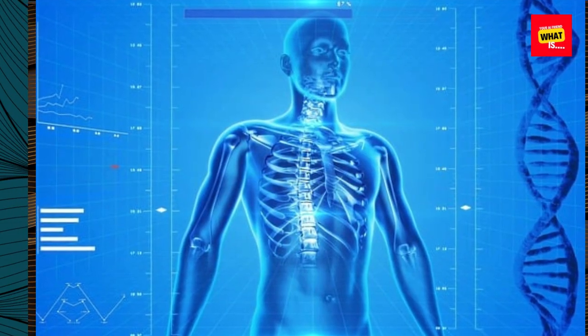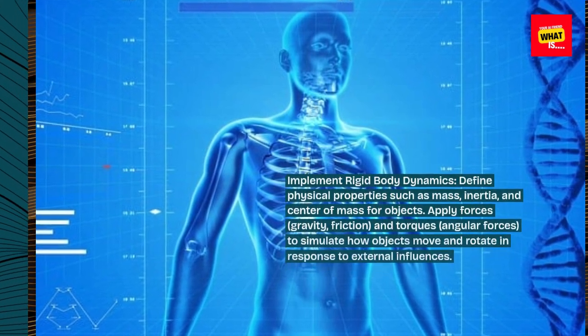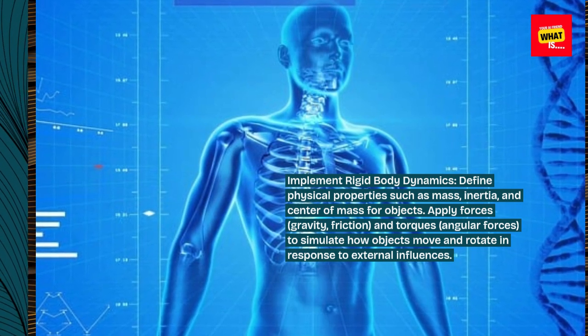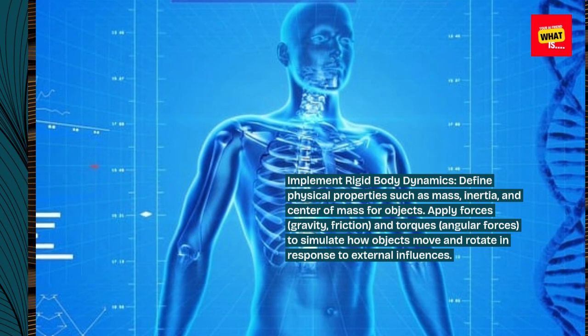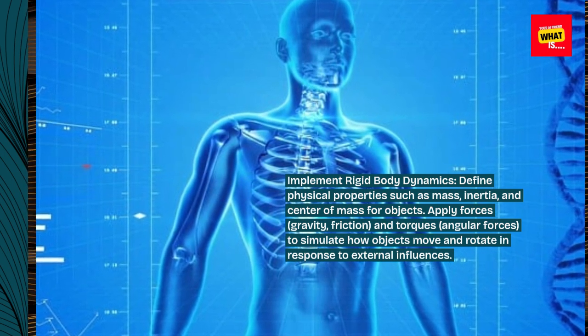Implement rigid body dynamics. Define physical properties such as mass, inertia, and center of mass for objects. Apply forces (gravity, friction) and torques (angular forces) to simulate how objects move and rotate in response to external influences.